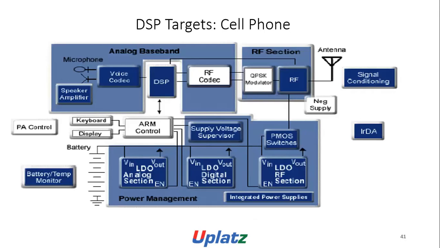DSP processor in a typical cell phone block diagram. We have the analog baseband, microprocessor, speech amplifier, speaker amplifier, voice codec, DSP, and RF codec. And then it goes to the RF modulator, RF section, which has the antenna connected to it. Then from the DSP, it comes to the PA control, keyboard, DSP home control, where a supply voltage supervisor, LDO signals, digital section, LDO analog section, CMOS switches and LDO RF sections are available. And we have a signal conditioning interface, IrDA interface, battery temperature monitor, and a PA control. And batteries and power management, integrated power supplies.